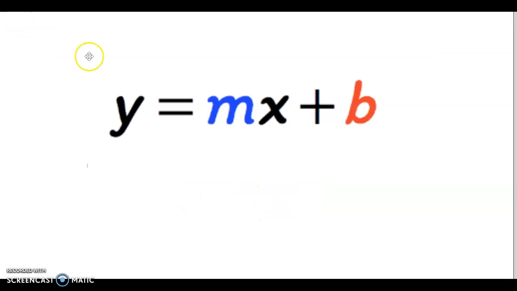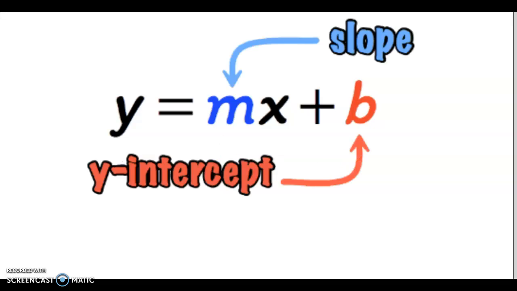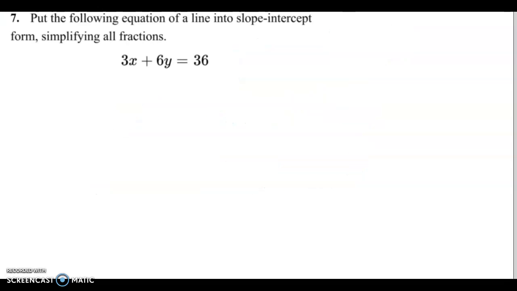Okay, we want to convert it to this: y is equal to mx plus b, where m is the slope and b is the y-intercept. So for this example, you've got 1/2 as the slope and 7 as the y-intercept. We want to convert it so we can use the slope and the y-intercept in future problems. So what we're going to do is follow the same rules that we do when we solve any other equation. We want to do the inverse operation and work backwards to solve for a particular variable.